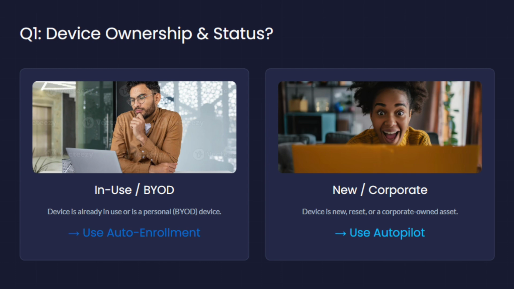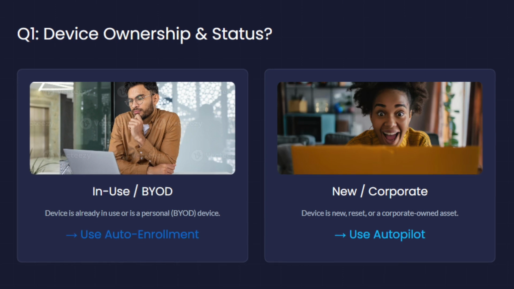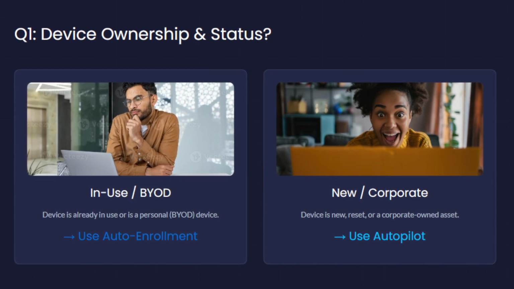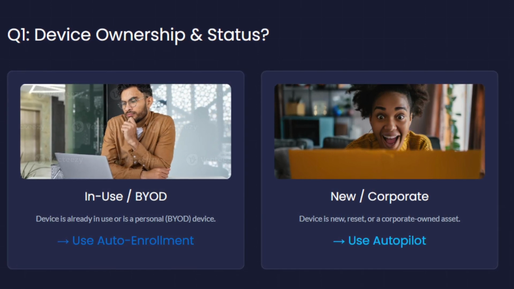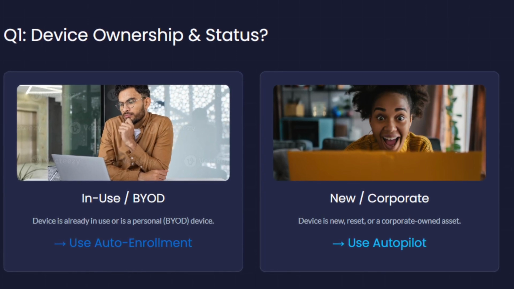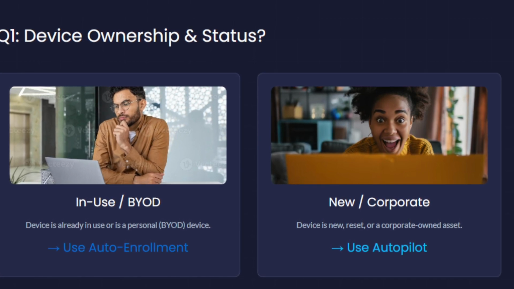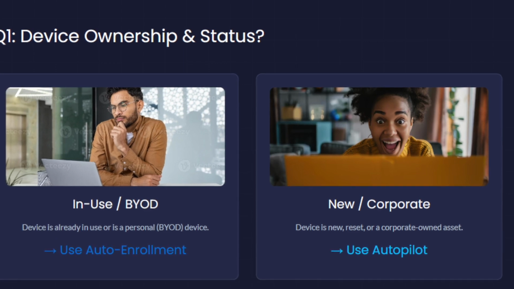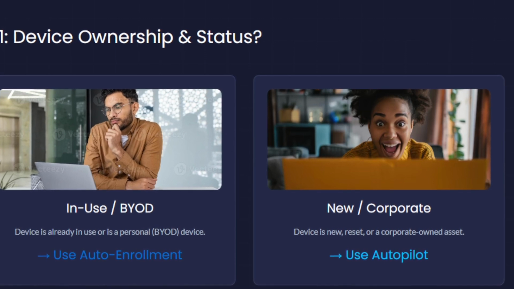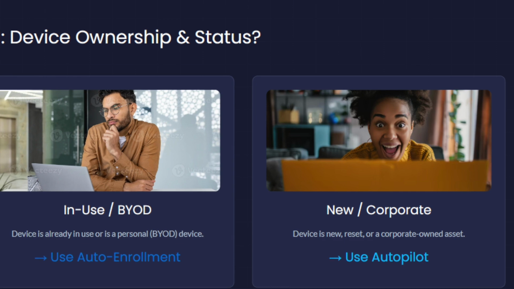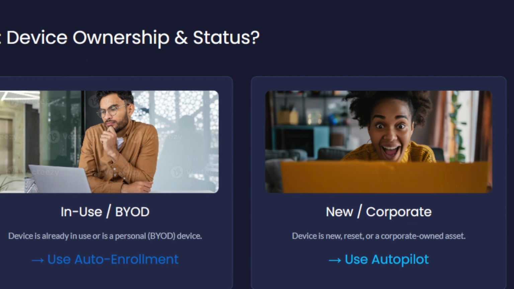The first is device ownership and status. Ask these questions. Are these devices already in use by users? They are working, logged in, apps installed, then it's likely auto-enrollment. Or ask, are they brand new, being accessed for the first time, or reset and repurposed devices? That's prime for Autopilot. Also ask, are the devices corporate owned, you manage them, or personal bring your own devices, user owns them? In this case, according to Microsoft law, Autopilot is for organization owned devices. Bring your own devices or personal devices probably go down the automatic enrollment or other enrollment route.